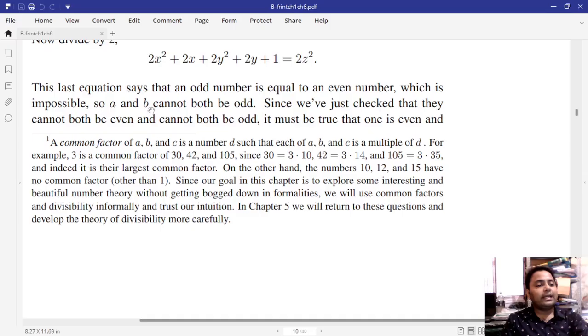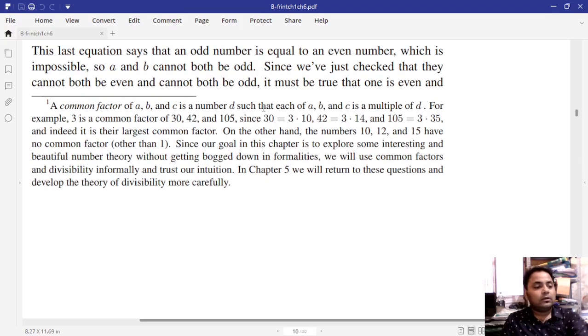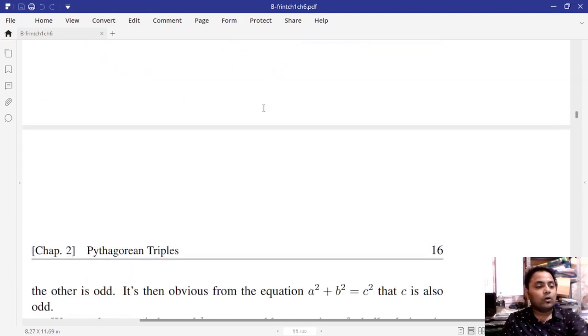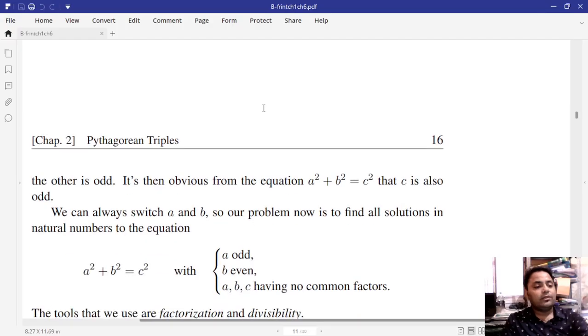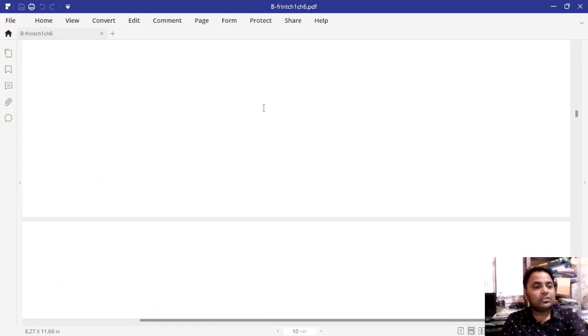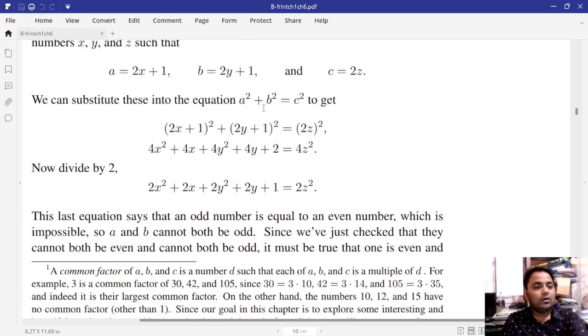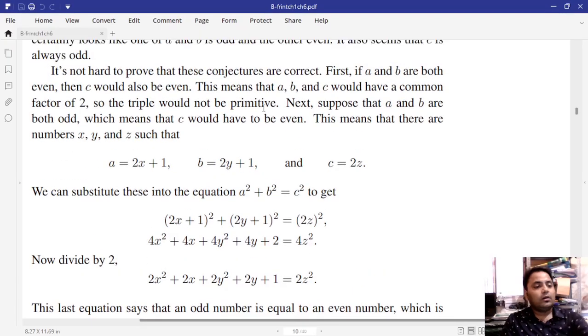So a and b cannot both be odd. Since we have just checked that they cannot both be even and cannot both be odd, it must be true that one is even and the other is odd. It is then obvious from the equation a square plus b square is equal to c square that c is also odd. You can see we have just put here a, which is an odd number, b, which is an even number, and c is an odd number.